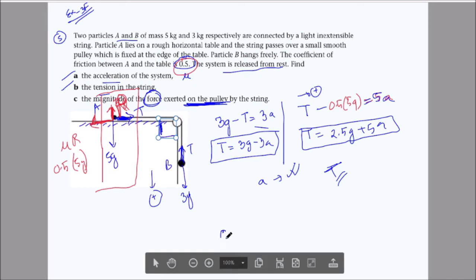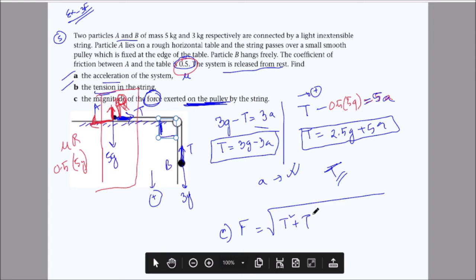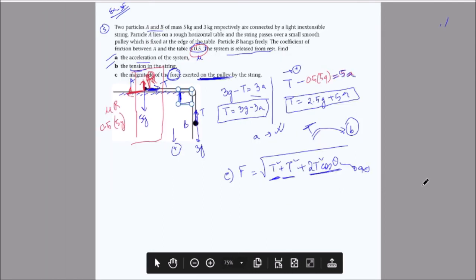So for our situation, number 5 from the student's book, theta is actually 90. For part C, you know the value of tension, right, from part B. So the force is the square root of T squared plus T squared plus 2T squared cos theta. You just substitute T and theta. Theta is 90, T is the answer of part B. When you substitute this, you will get the value of the force exerted on the pulley.